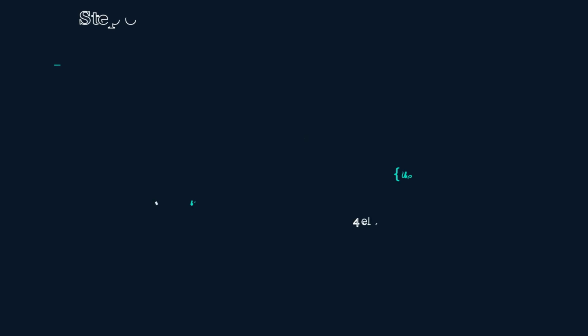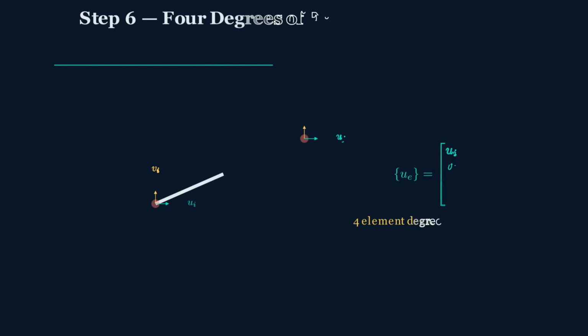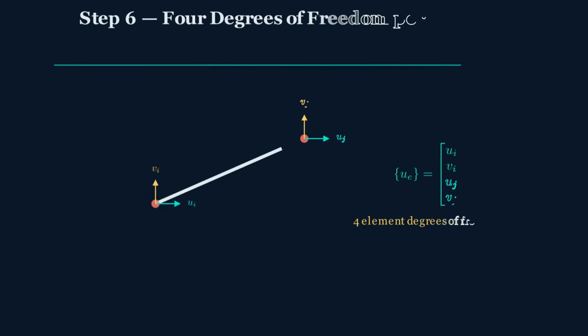In two dimensions each node has two translational degrees of freedom. Therefore one truss member has 4 degrees of freedom, Ui, Vi, Uj and Vj. But the member itself can only stretch along one direction. So we need to combine these four global components into one axial deformation.